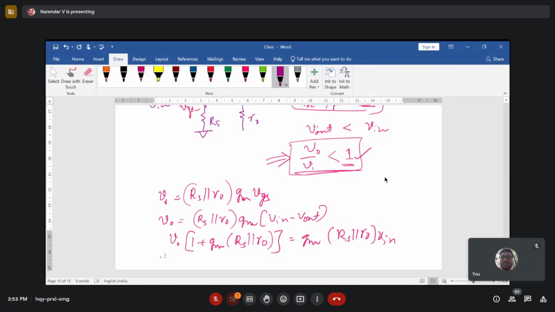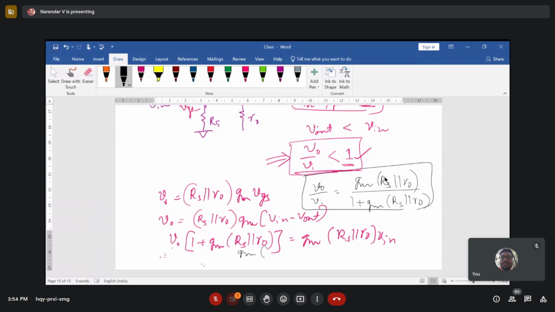Let me write it here. So from this you take V naught by V in, which is equivalent to Gm Rs parallel with R naught divided by 1 plus Gm into Rs parallel with R naught. This is the gain of your circuitry, and you can see that the gain is not so high here, and this AV gain is less than 1.